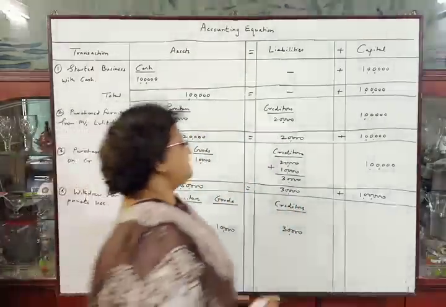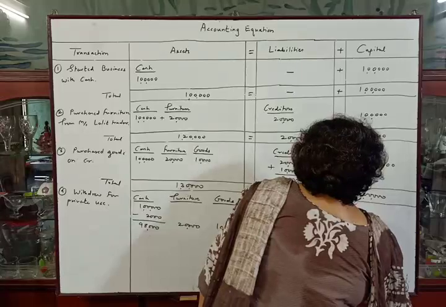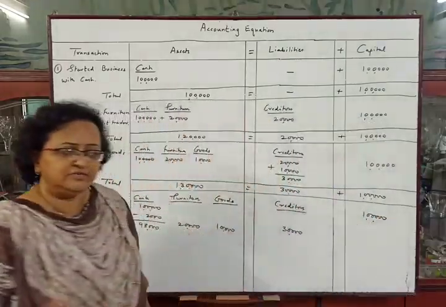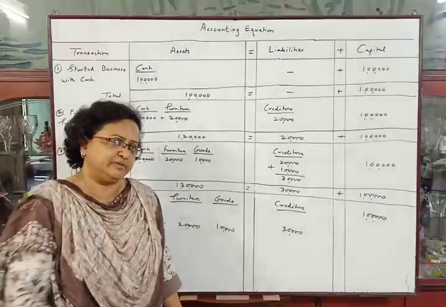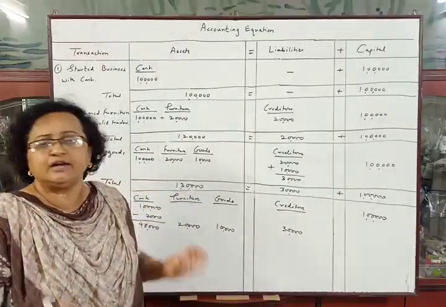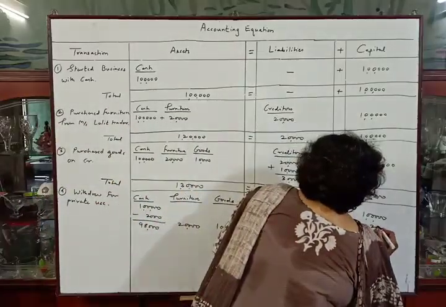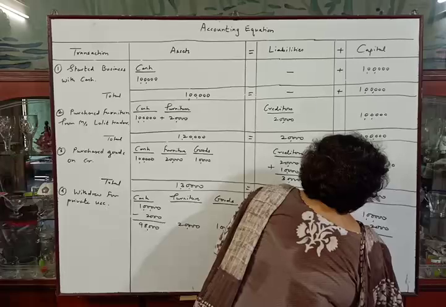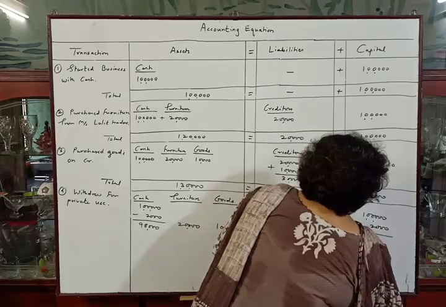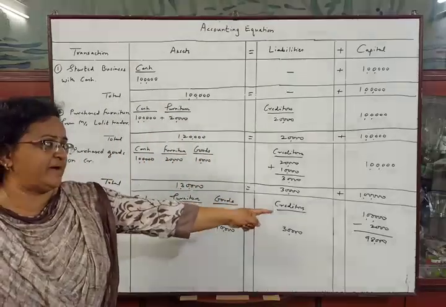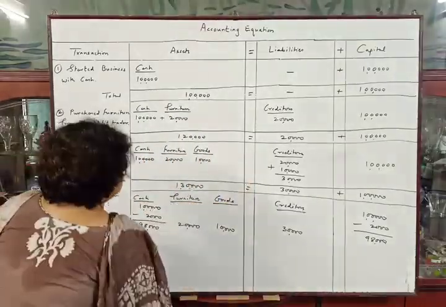Okay. And now capital. Here our old capital is rupees 1 lakh, but as the owner is withdrawing rupees 2,000 cash from the business, it will be his drawings and drawings will always be deducted from capital. So less drawings 2,000. So capital will remain rupees 98,000. Okay. 1 lakh minus 2,000. Now let's tally.